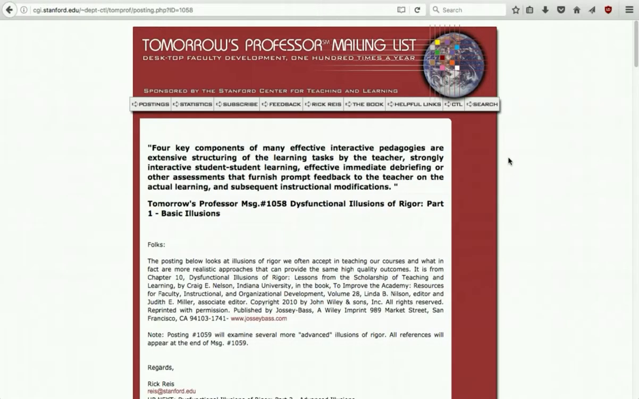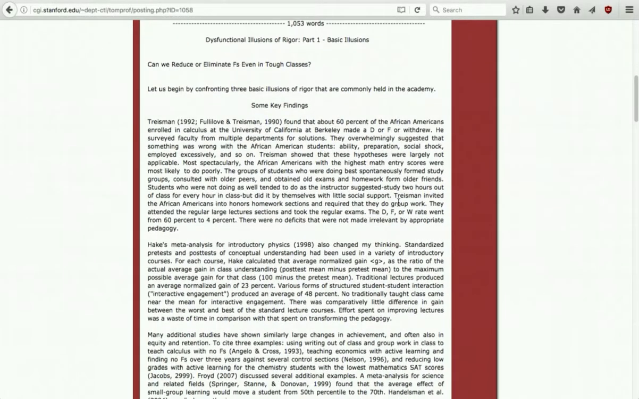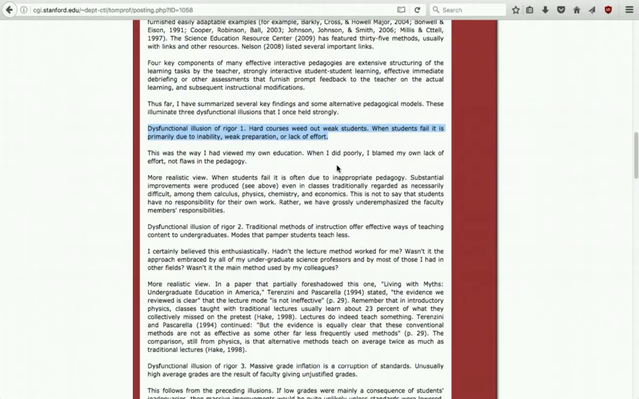Now, just a little background reading here. An old post, but taking us back to dysfunctional illusions of rigor in college courses. The first illusion of rigor is that hard courses weed out weak students, and when students fail, it is primarily due to inability, weak preparation, or lack of effort. Well, in fact, a more realistic view is that when students fail, it is often due to inappropriate pedagogy. Substantial improvements were produced even in classes traditionally regarded as unnecessarily difficult, among them calculus, physics, chemistry, and so forth. So can instructors make a difference?